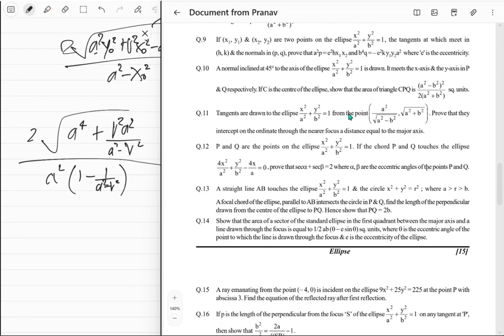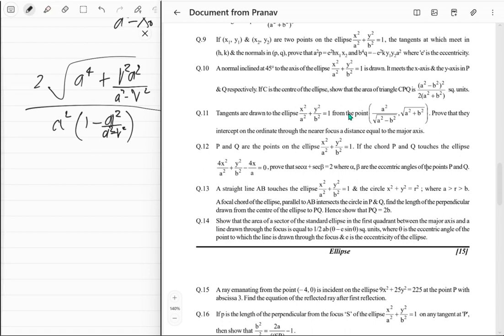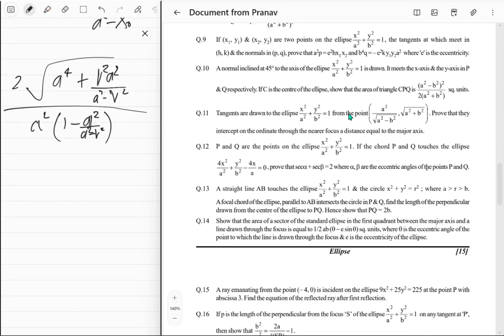Oh, it should be a power 4. It should be a squared in that case. Fine. So you got 2a square root of a square plus b square upon a square minus b squared. No, it should be upon a square. Okay, calm down. Let's do it the other way. So a power 6 and then, oh god, no.